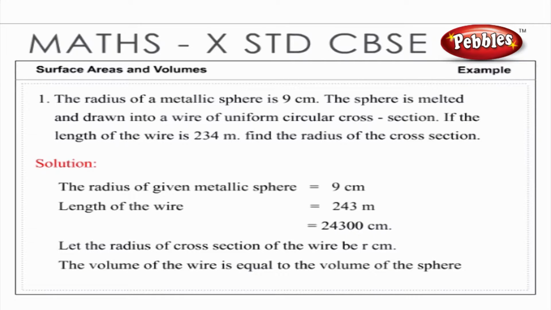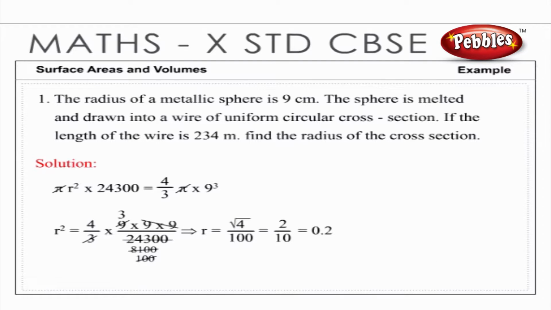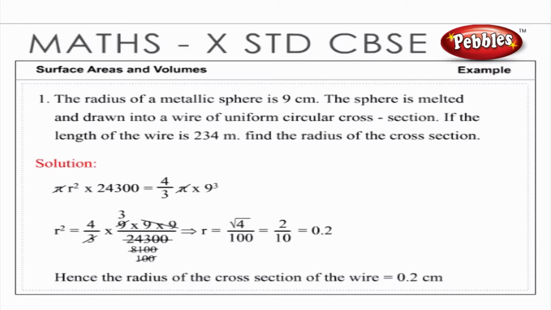The volume of the wire is equal to the volume of the sphere, that is pi r square h is equal to 4 by 3 pi r cube. Substituting the value of r as 9 centimeter and h as 24,300 centimeter, we get r is equal to 0.2. Hence, the radius of the cross section of the wire is equal to 0.2 centimeter.